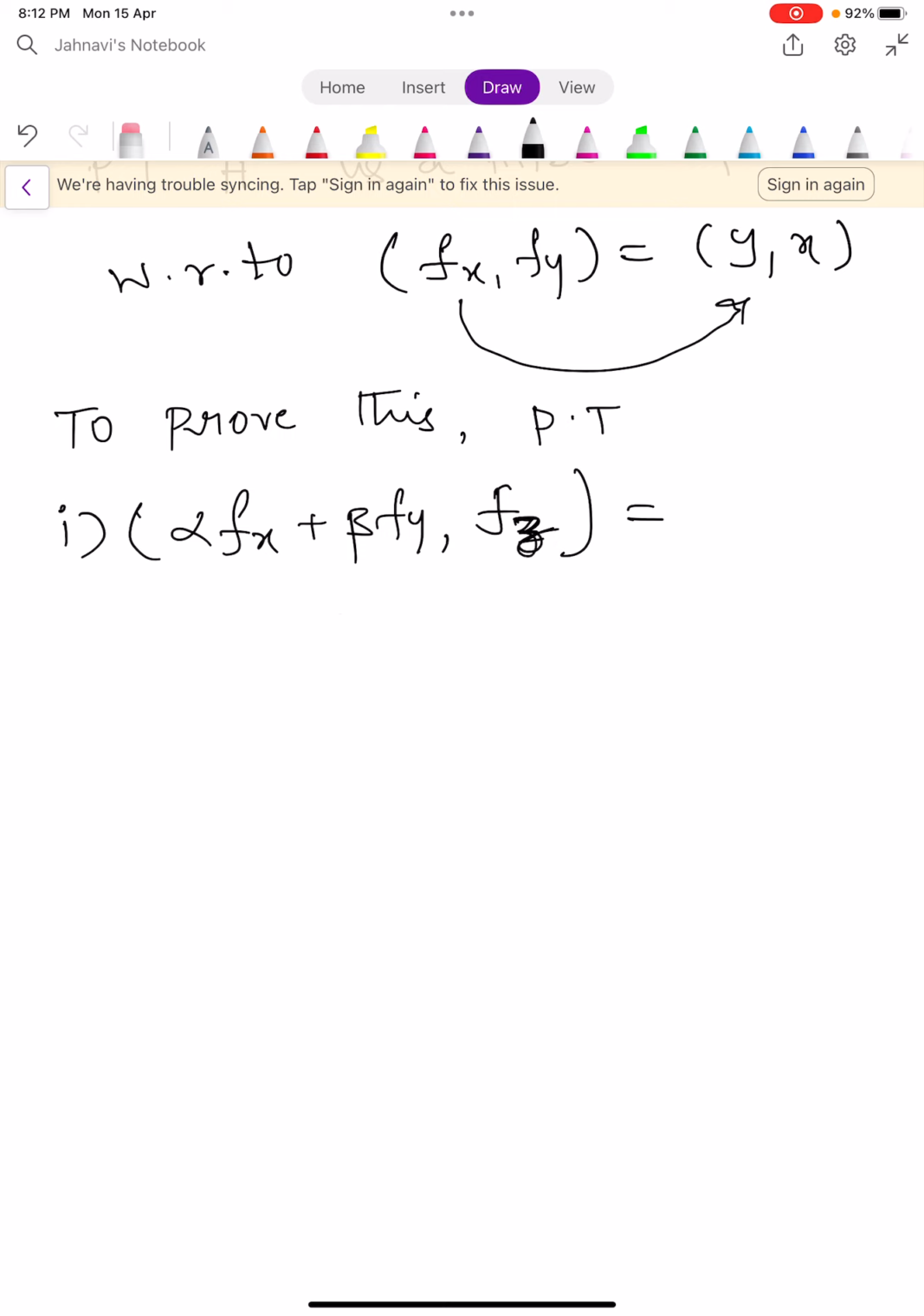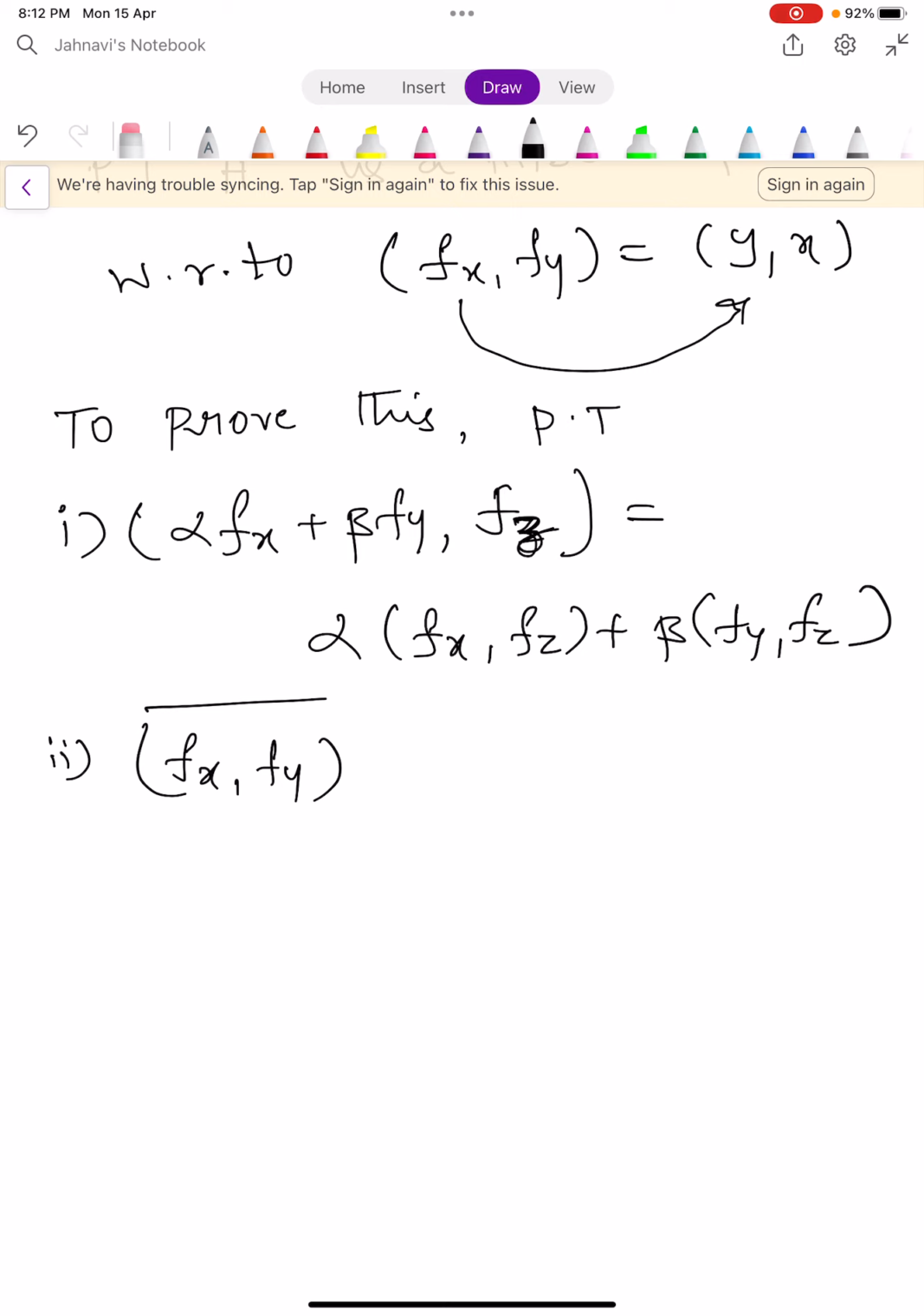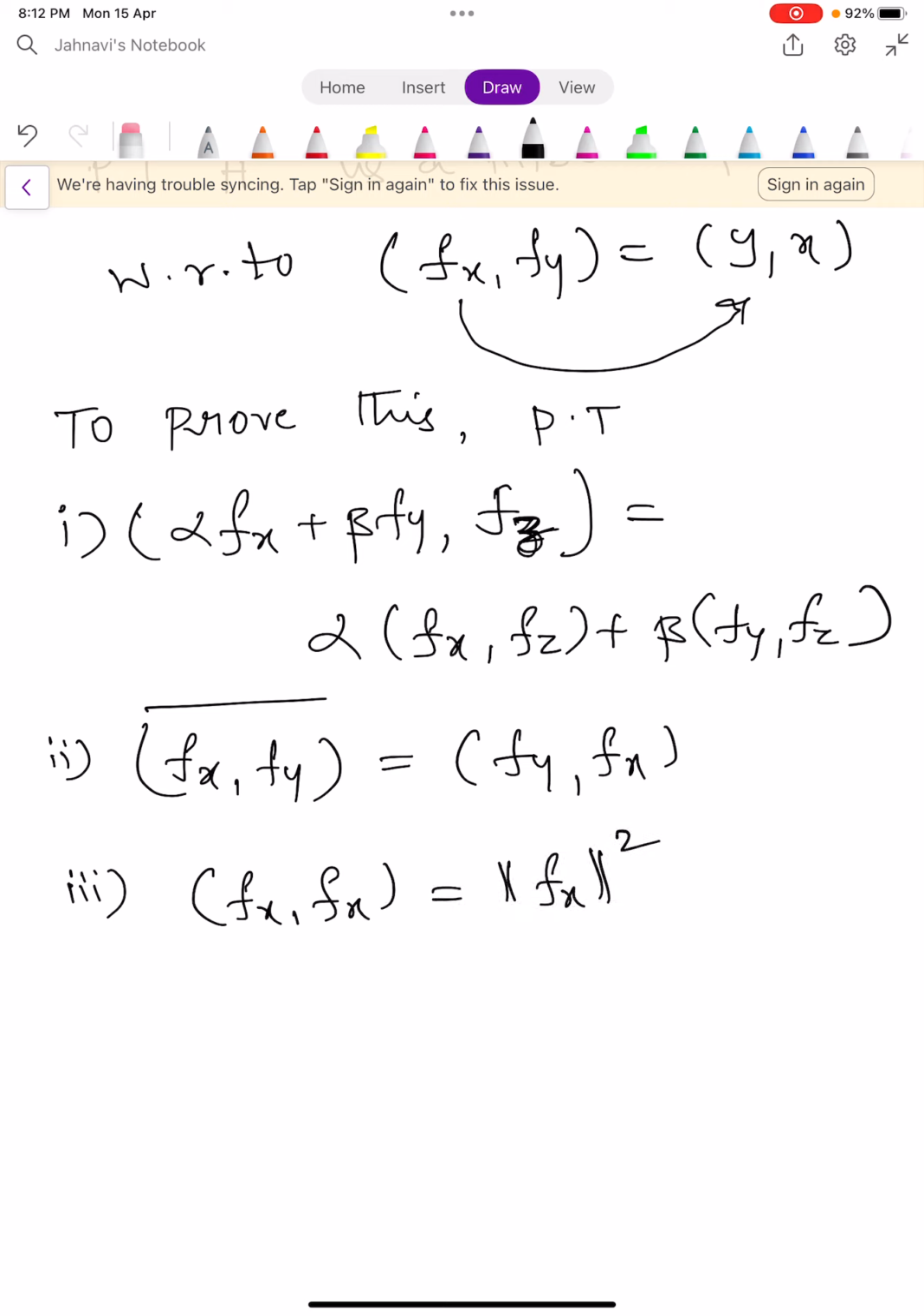Fz is equal to alpha times the inner product of fx comma fz plus beta times the inner product of fy comma fz. This is the first property. And the second one is the conjugate of the inner product of fx comma fy is equal to the inner product of fy comma fx. And the third condition is the inner product of fx comma fx is equal to norm fx square.